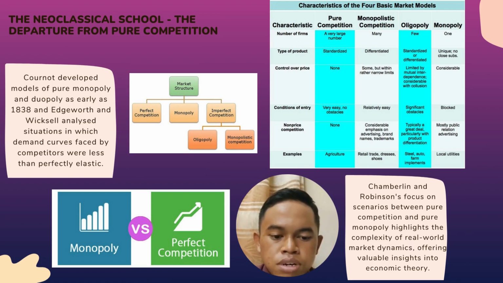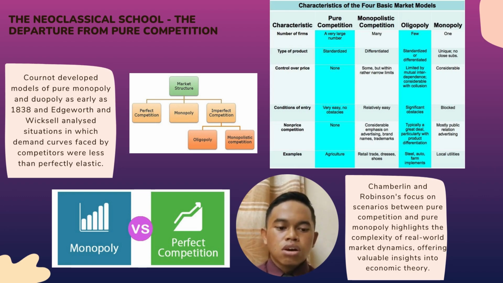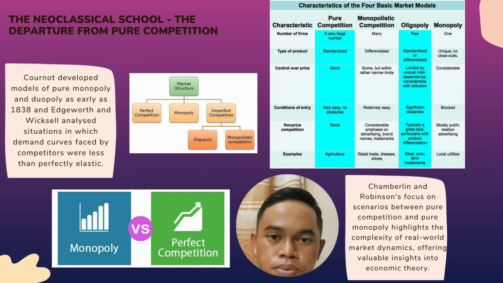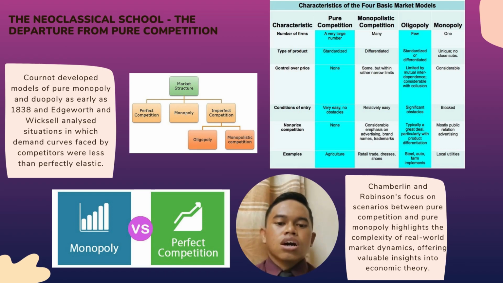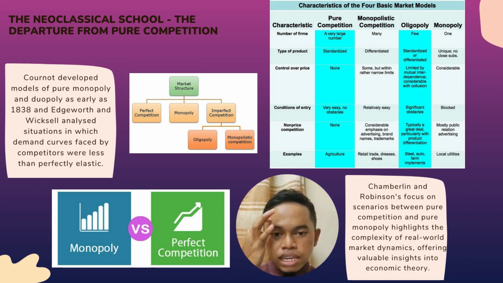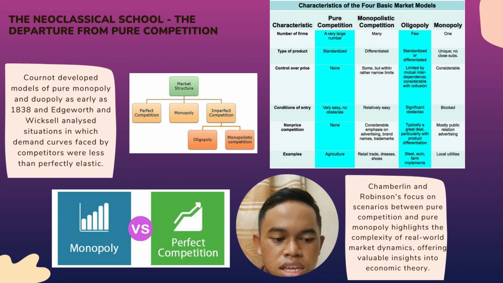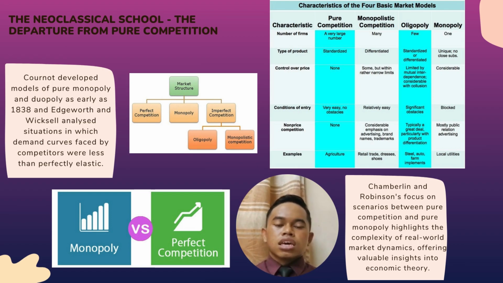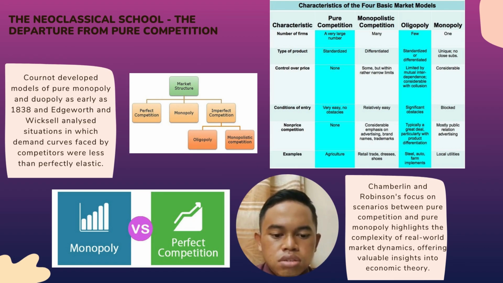First, we talk about the number of firms. For pure competition, it was a very large number, but for monopolistic competition, it is also many. Oligopoly few and monopoly just one. Okay, types of product. For pure competition, it was standardized, which all firms can sell. For monopolistic competition, it is differentiated, and the oligopoly is standardized or differentiated. And for monopoly it is unique and no close substitutes, which is nobody can copy their products.